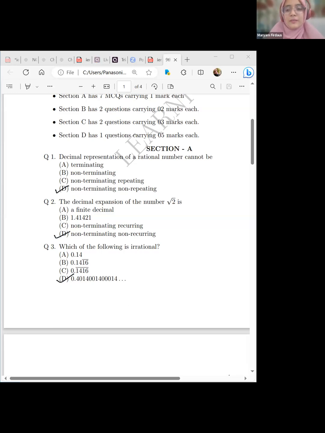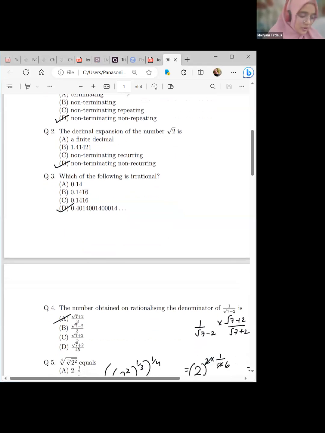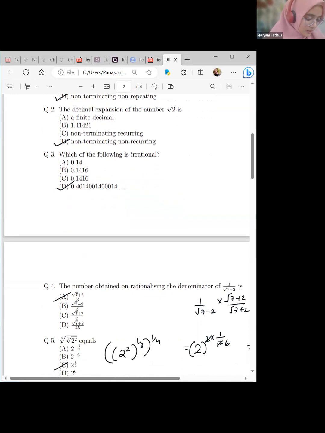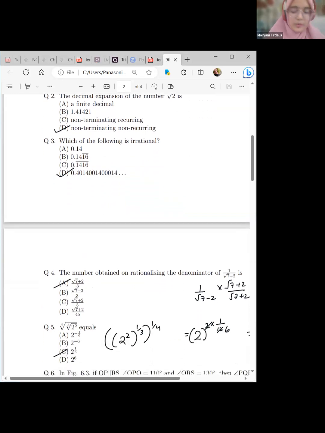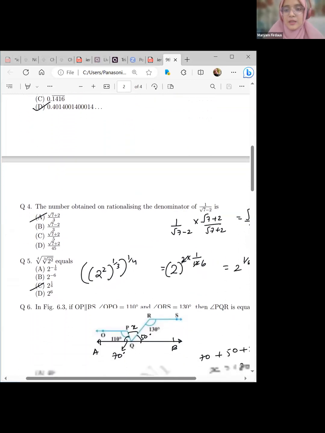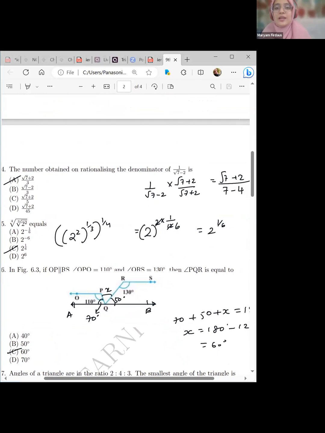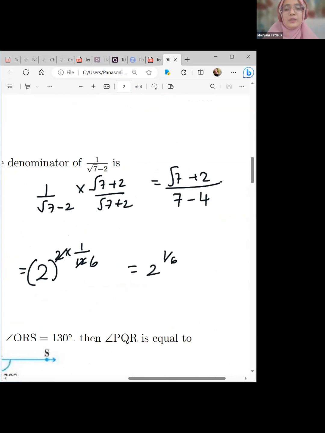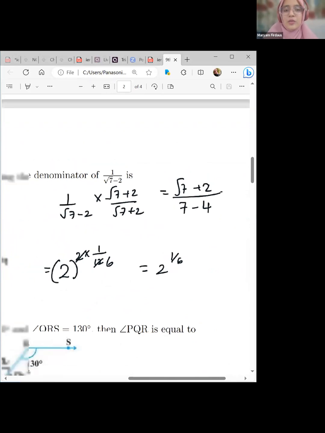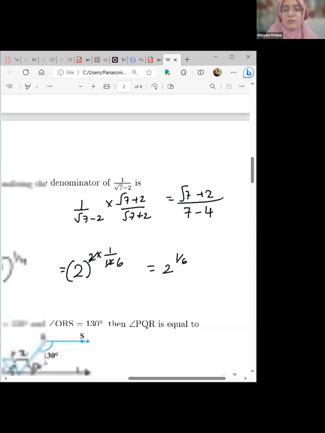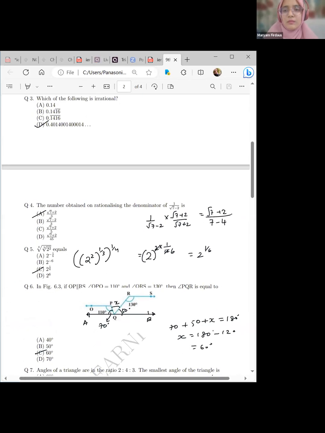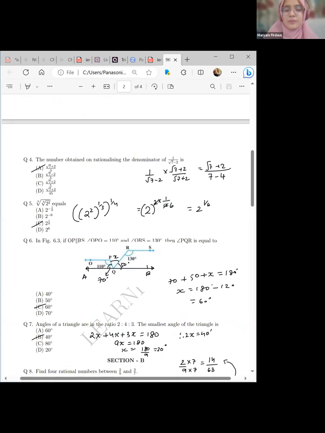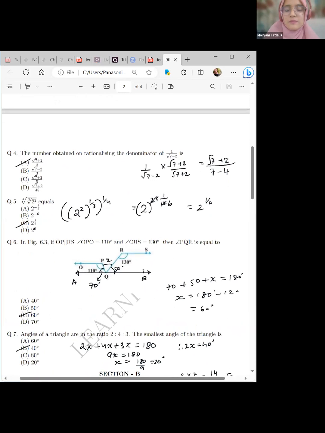Fine. Then, which of the following is irrational? This also you both did correctly. Then the fourth one, one of you made a mistake here. See, the fourth one, how are we going to rationalize the denominator? I've written it over here. You have to just multiply it. Ma'am, I gave this exam as well. I didn't receive your answer sheet, Preshita. Ma'am, I think I gave it. It might be me. I am not sure. Avni, what did you say? It might be me. I don't know.